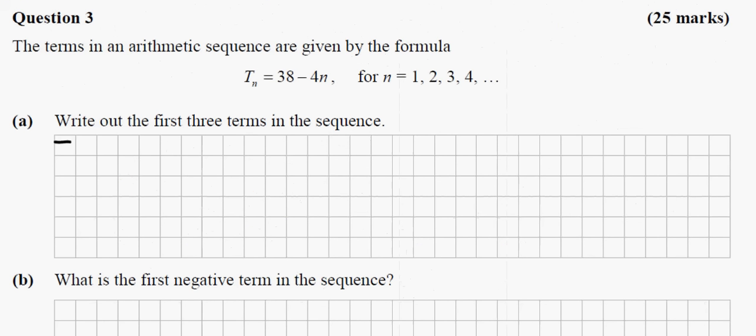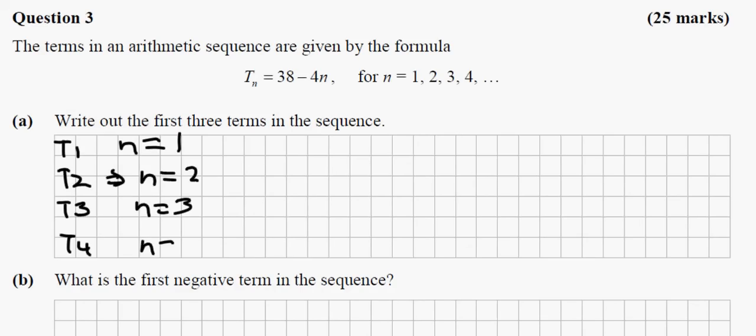Now, next one. The terms in our arithmetic series are given by the formula Tn equals 38 minus 4n for n equals 1, 2, 3 and 4. Write down the first three terms in this sequence. So the first three terms are T1, T2 and T3. Now please remember, for T1 n equals 1, for T2 n equals 2 and T3 n equals 3. We're not asked for T4, but I'm going to do it anyway just to see the trend, okay?